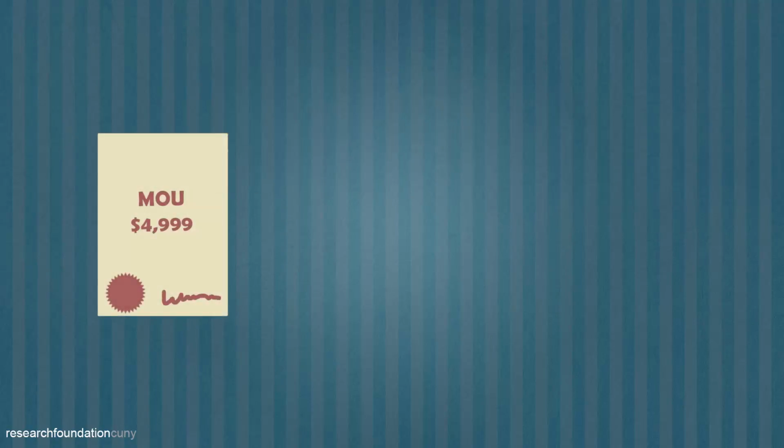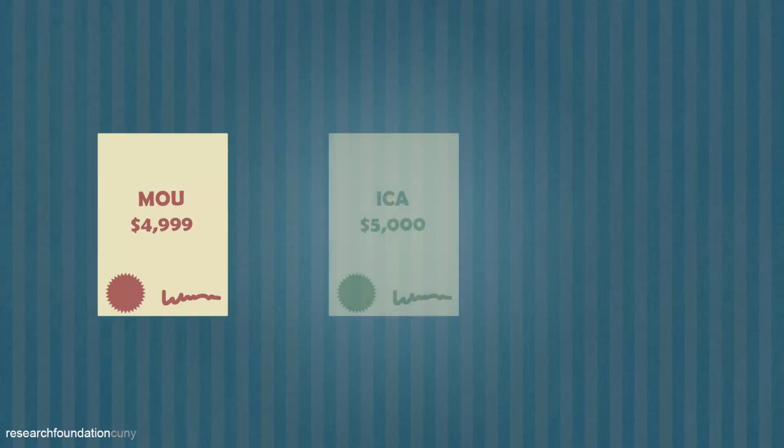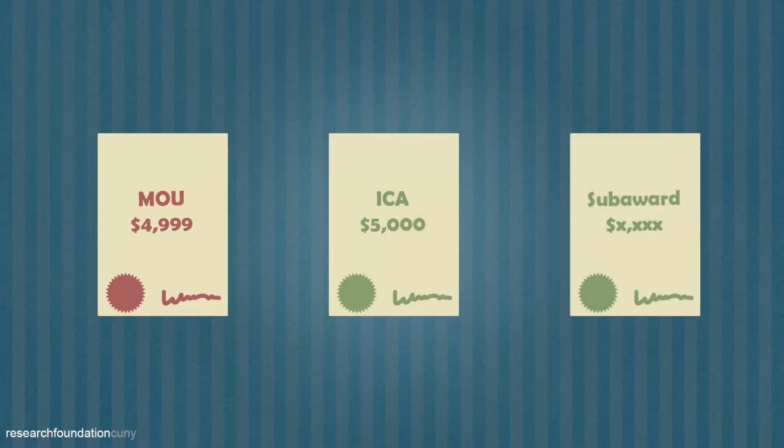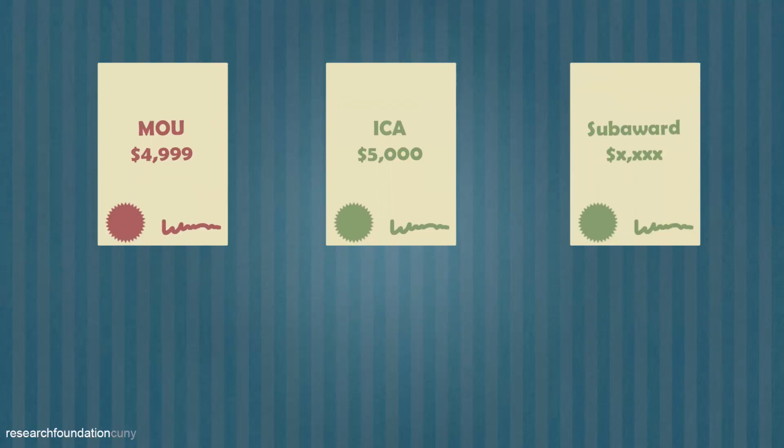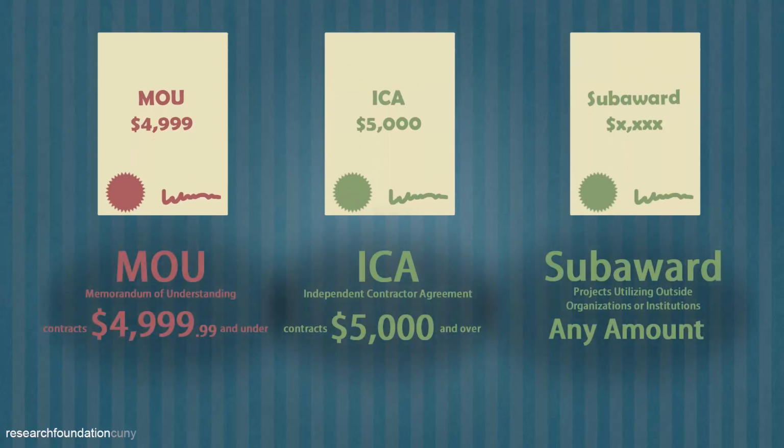They are the Memorandum of Understanding, or MOU for short, the Independent Contractors Agreement, abbreviated as ICA, and the Subaward Contract. Each one of these will be different in terms of value and what the contract is for. An MOU, which is a contract $4,999.99 and under, travels a different path compared to the ICAs and subawards.